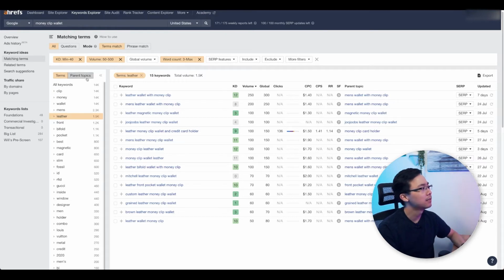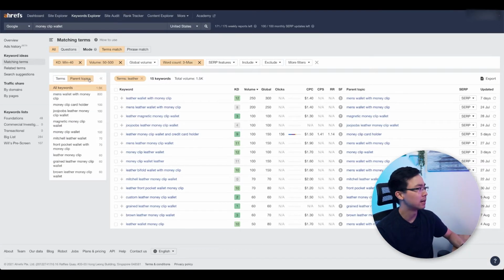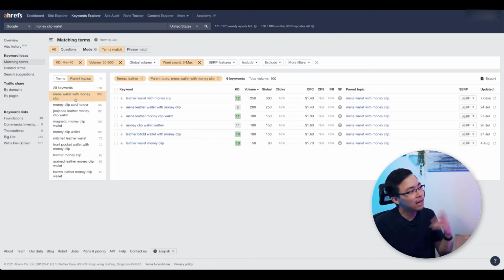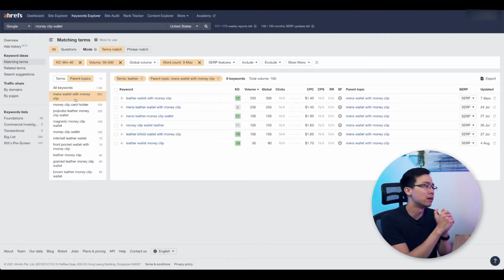Another thing I like to do is go into the parent topic section. The reason I like this is because it shows some of the groupings that Ahrefs has in mind for the phrase I'm looking for. You can see men's wallet with money clip is a really popular one. In a case like this, with something like 800 volume, as I work through this Keywords Explorer section, I'm thinking about what sort of content I could create around this particular topic.